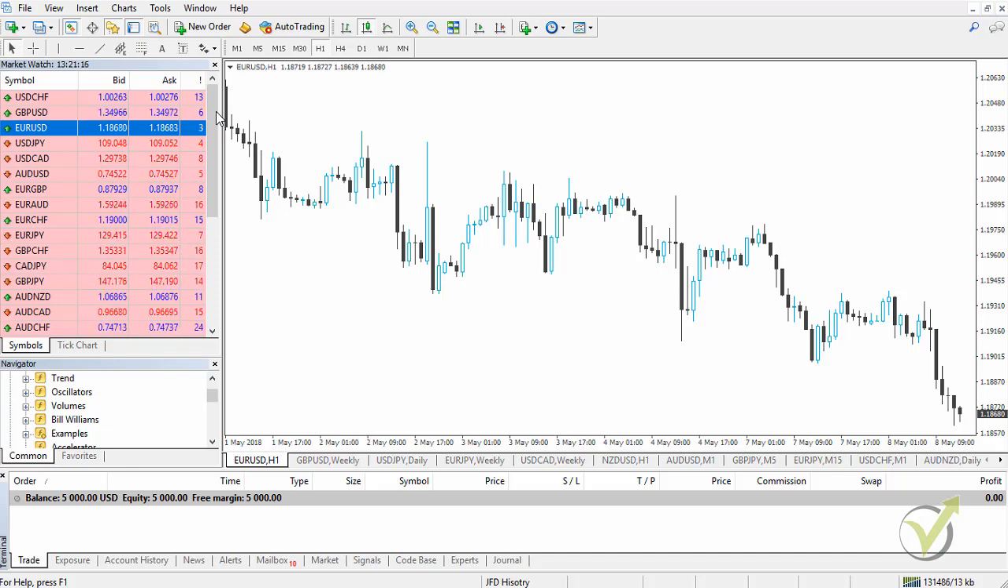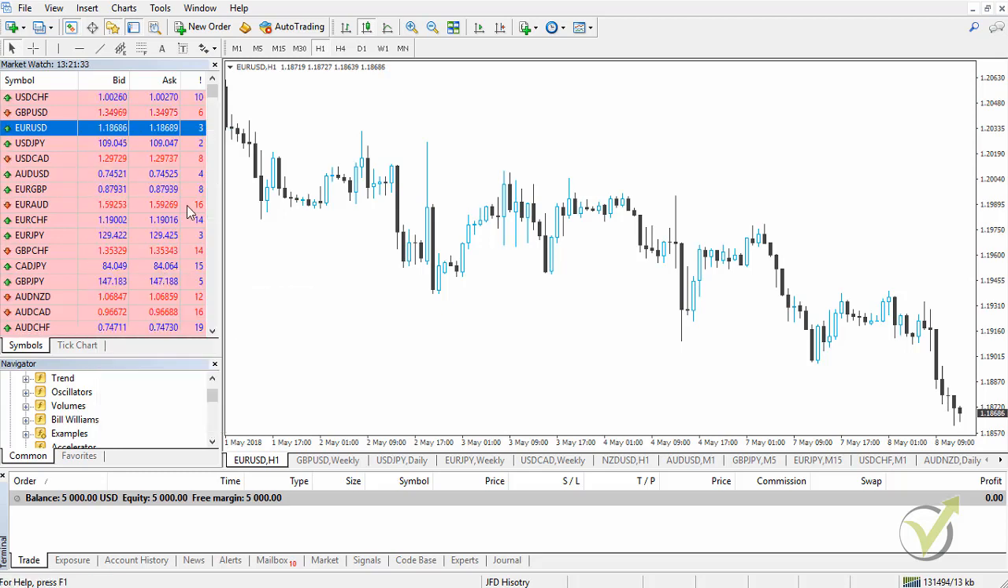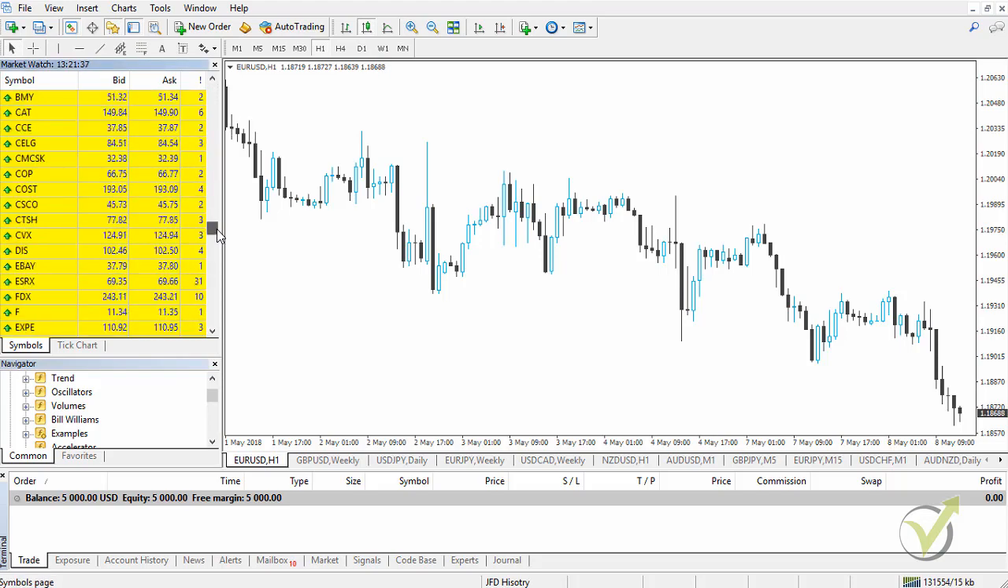your broker. When you install the MetaTrader initially, you will not see too many assets. So what you need to do is you right click over any of the assets and you select show all. So this way I see all assets provided by this broker.